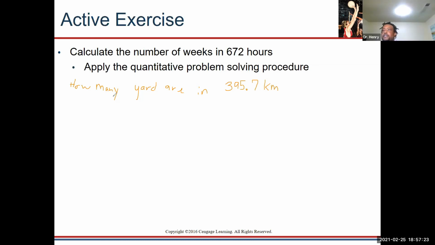So how many yards are in 3.75 kilometers? It's a good one. It's hard.